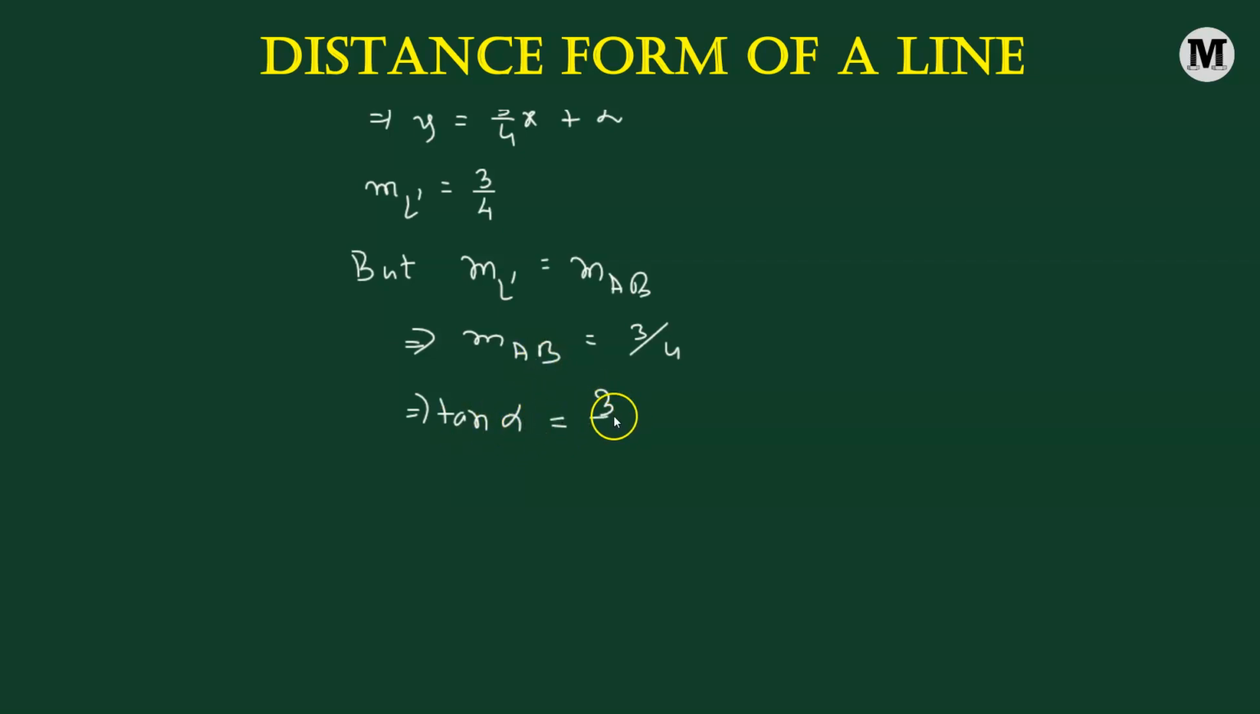The tangent of alpha is 3 over 4. Now that we have tangent of alpha, can we not find sine alpha and cosine alpha? Yes, that's a very simple task. So sine alpha comes out to be 3 over 5, and cosine alpha comes out to be 4 over 5. So now we have sine alpha as well as cosine alpha.